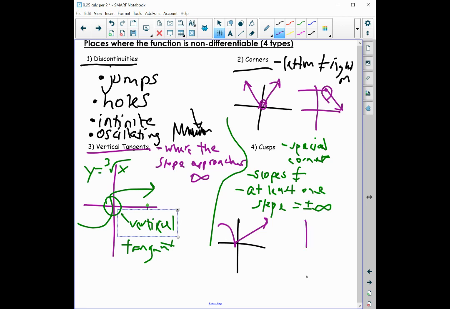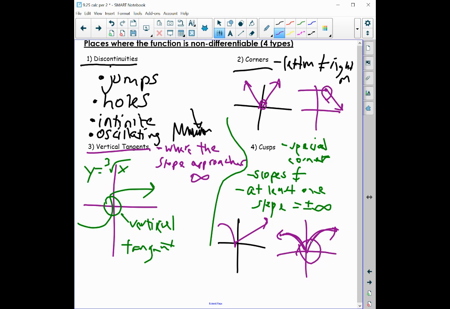Okay, so that's one instance. I could also have something that looks like a bird that you would have drawn in third grade. So if you remember third grade birds, you kind of drew them like this. That is also a cusp. Now, coming from the left, it looks steep, and coming from the right, it looks steep. But if I look at the two vertical tangents on each side, one is decreasing, so it's negative.